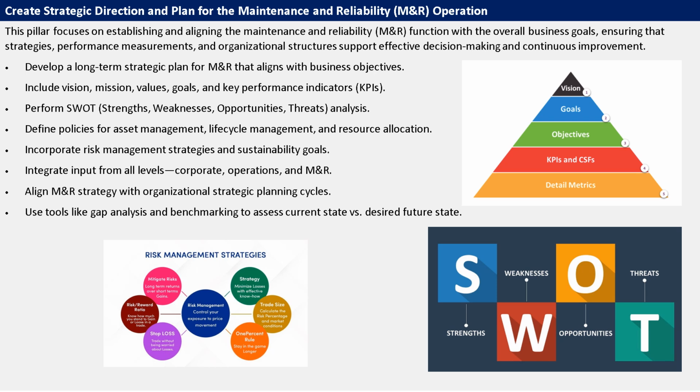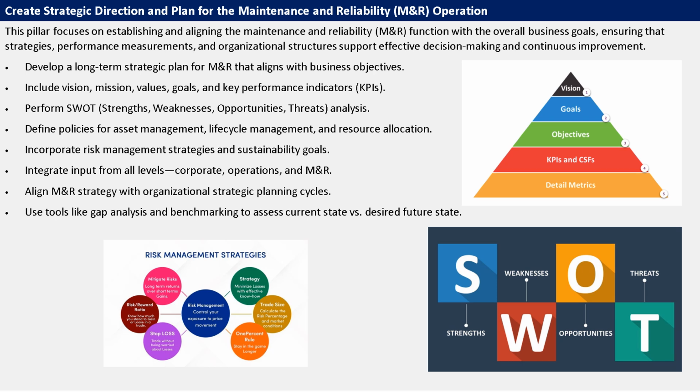Pillar 1, Business and Management. This pillar focuses on aligning the maintenance and reliability (M&R) function with the overall business goals, ensuring that strategies, measurements, and organizational structures enable effective decision-making and drive continuous improvement.